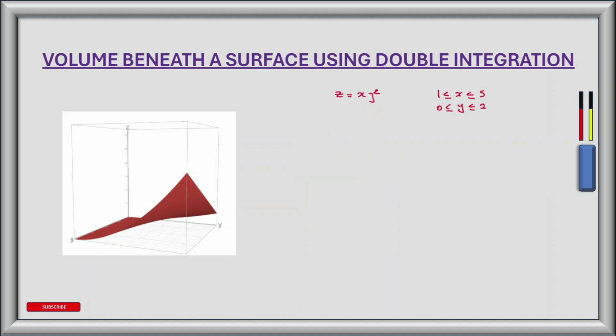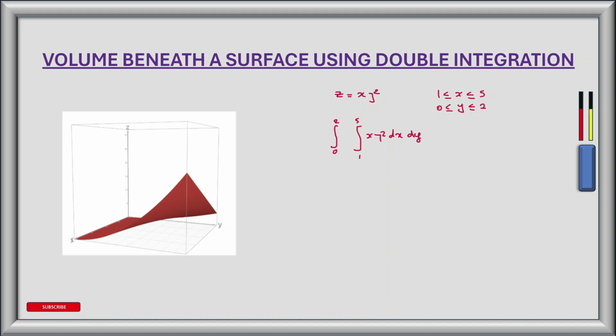On the left, there's a surface which maps to the function z equals x times y squared. We want to find the area beneath the surface between the points 1 and 5 on the x-axis and 0 and 2 on the y-axis. So we want to integrate xy squared from 1 to 5 across the x-axis and then integrate again from 0 to 2 across the y-axis.